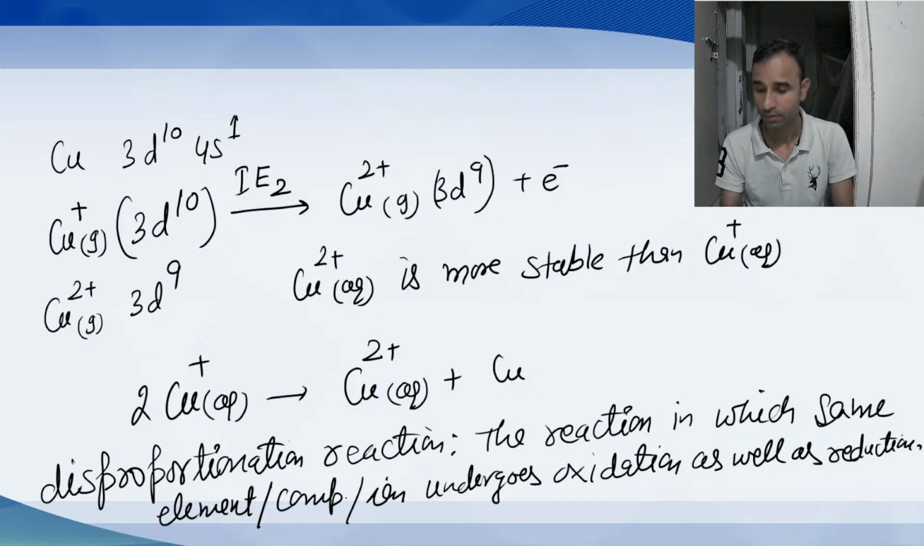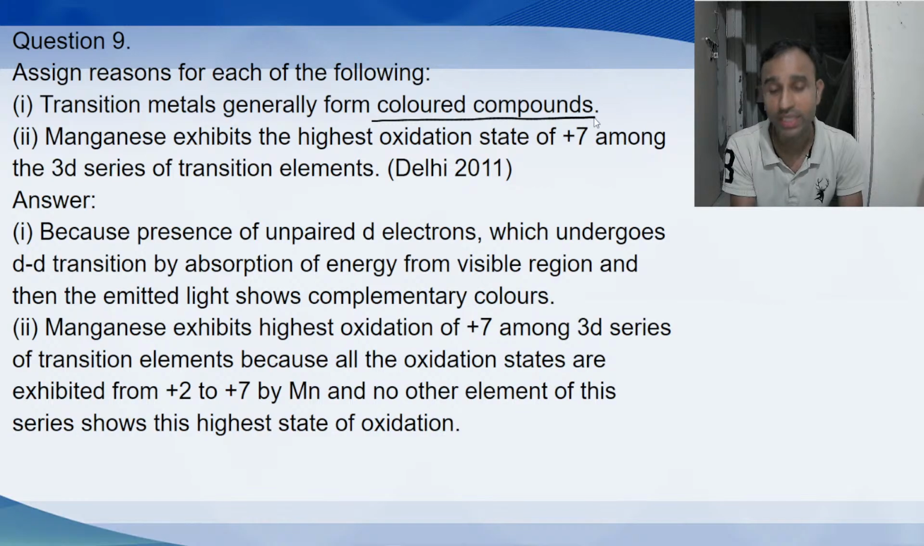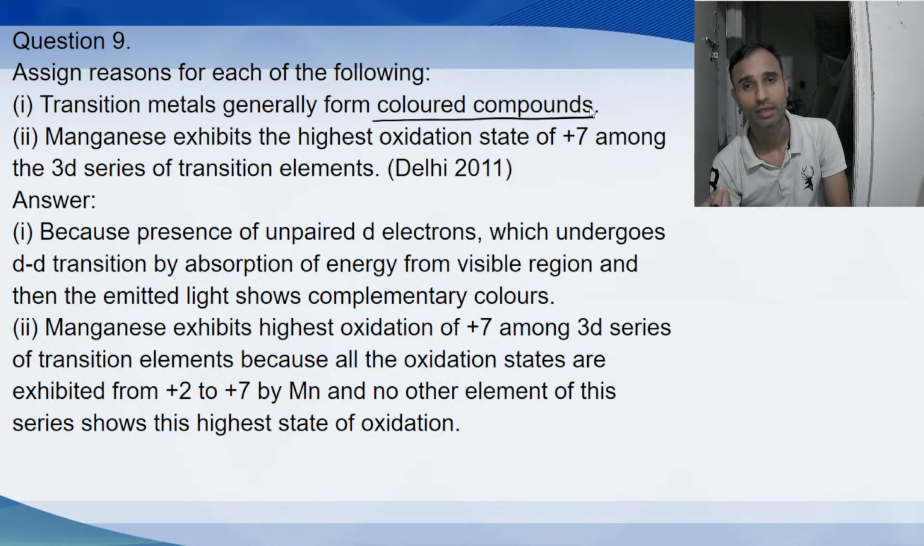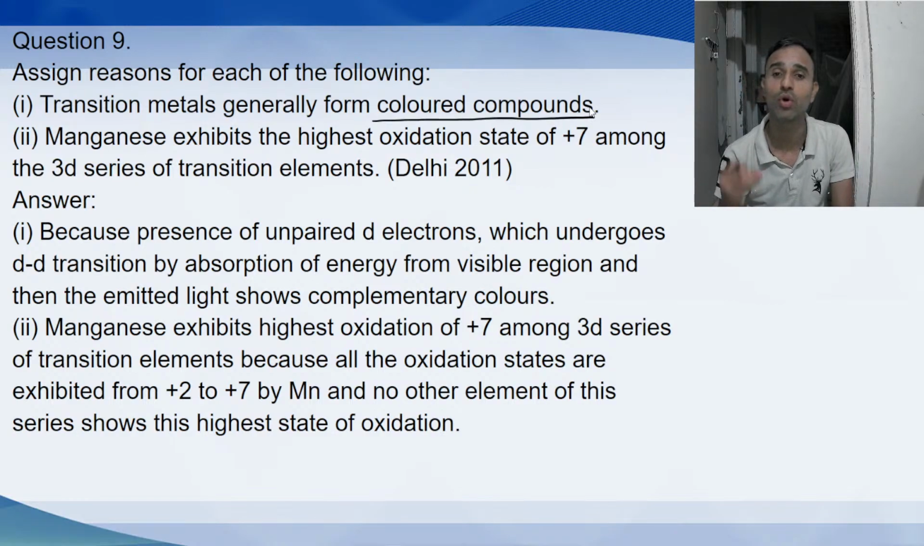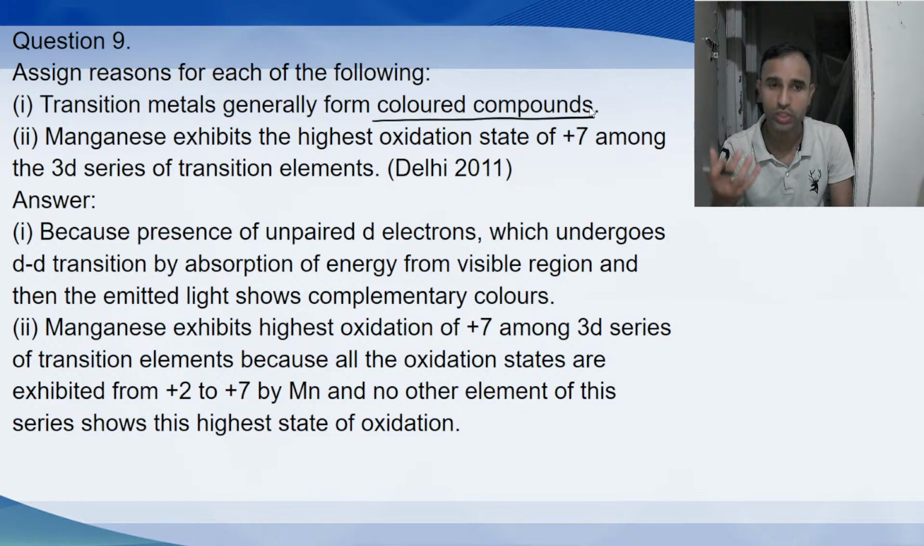Next. Question number 9. Assign reasons for each of the following. Transition metals generally form colored compounds. We have just discussed why they form colored compounds, because they have unpaired electrons. Most of them have unpaired electrons in the d orbital. They have unpaired d electrons and therefore they undergo d-d transition. So energy is absorbed and the light emitted is shown to us as a complementary color.